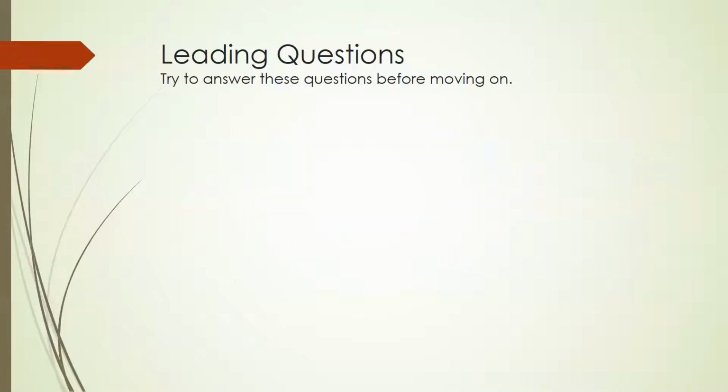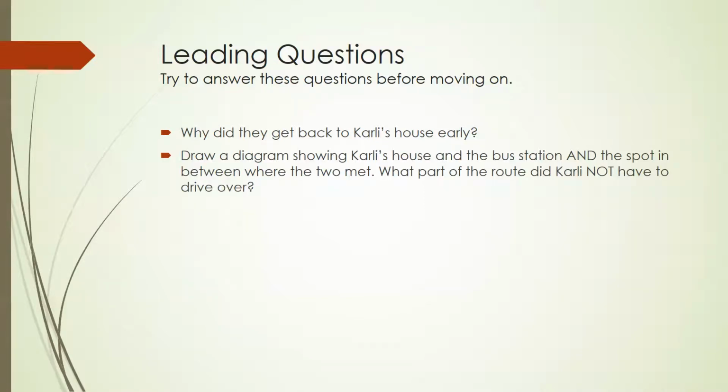Now let's look at some questions to help us think about the problem. And try to answer these questions even if you've already solved the problem. See how these can lead you to an answer. Why did they get back to Carly's house early? If you draw a diagram showing Carly's house and the bus station and the spot in between where the two met, what part of the route did Carly not have to drive over?